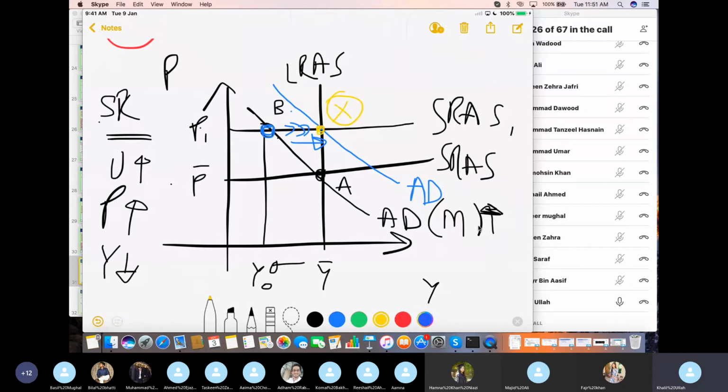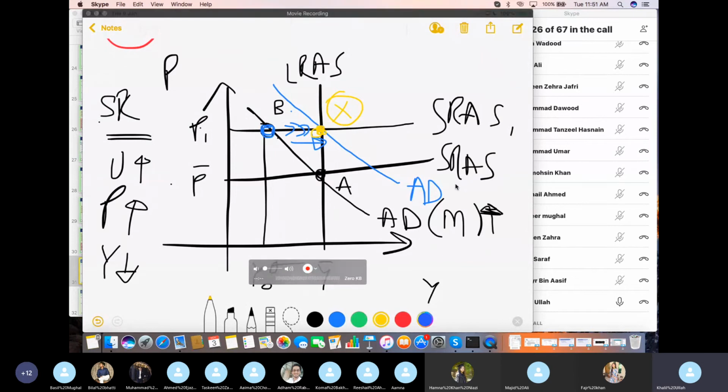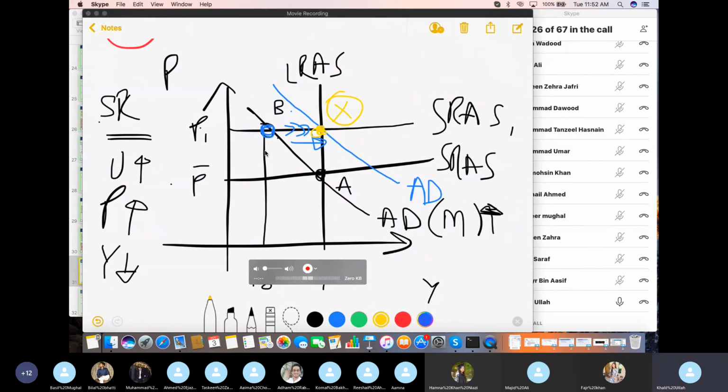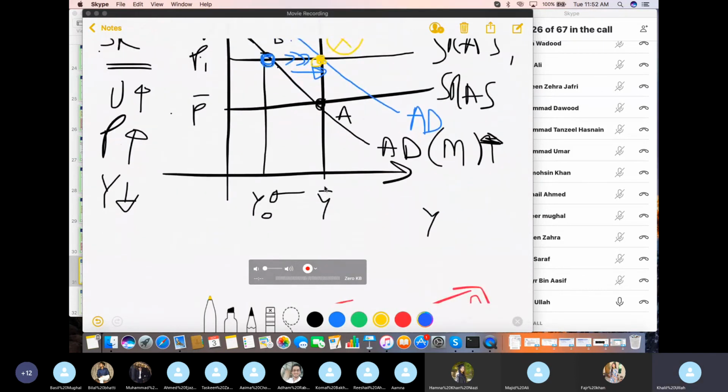What has happened is that although things are now at point X, prices are high, fine. Things were earlier at P bar, but because of the State Bank increasing the money supply, at point X prices are still P1. They could not reduce prices. However, the GDP has now increased from Y naught to Y bar.